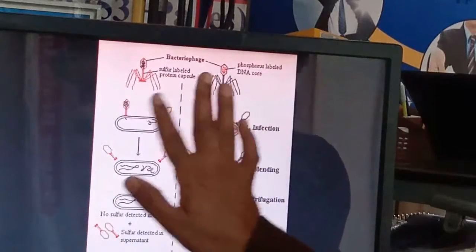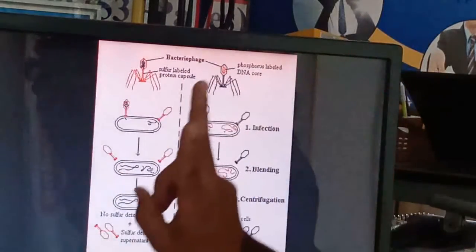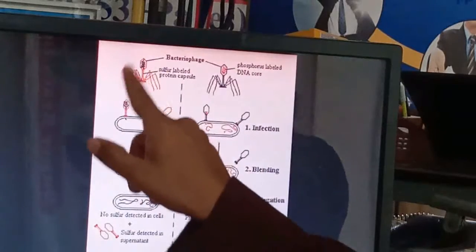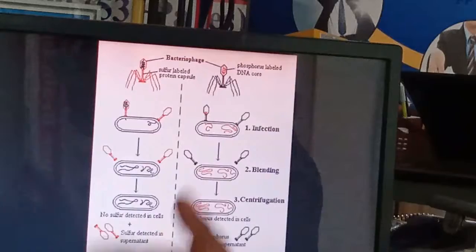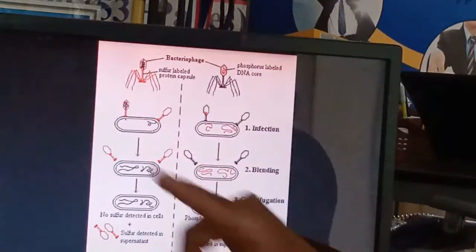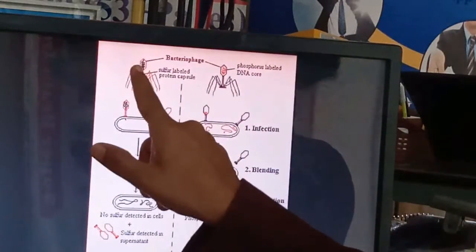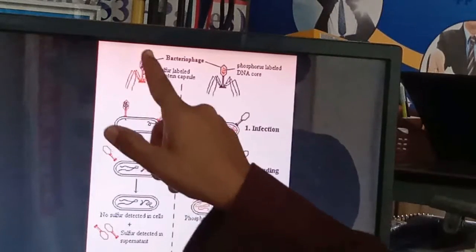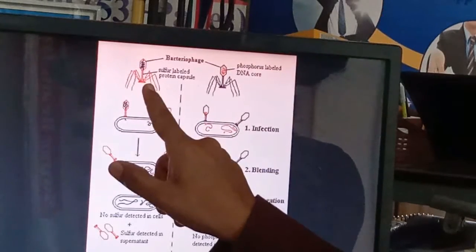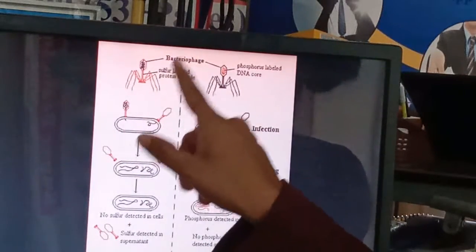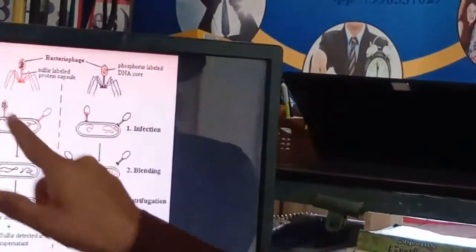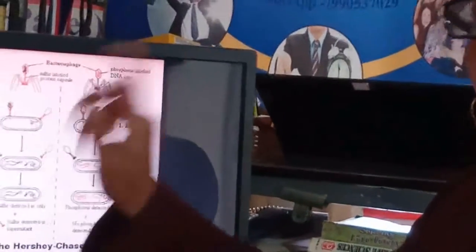As they grew these two bacteriophages in two different mediums, in the one with radioactive sulfur, whenever the bacteriophage multiplies to build its protein shell, the outer coat of a virus being made of protein, it will definitely use the sulfur from the material, which will be radioactive. You can see in this figure that the red color indicates the radioactiveness of this material.